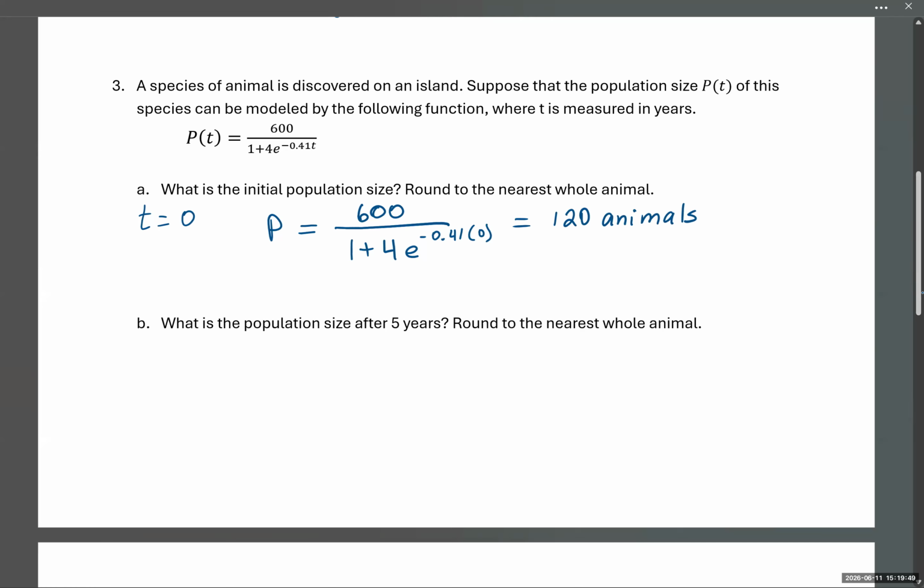And then part B, what is the population size after 5 years? All the same things, just t is 5 and not 0. You put that into your calculator, that is 396 animals.